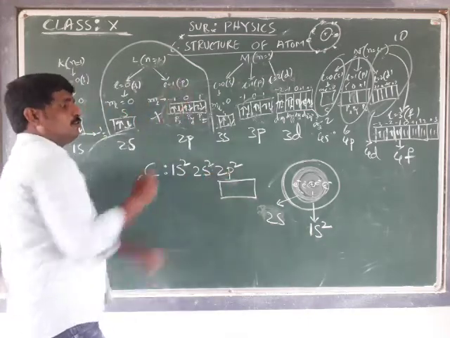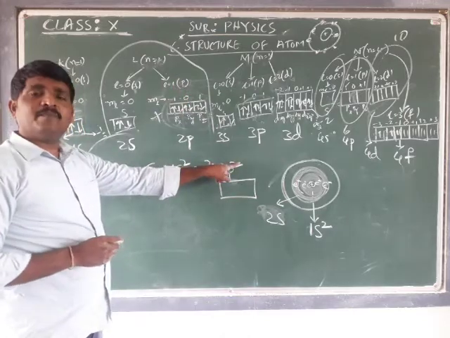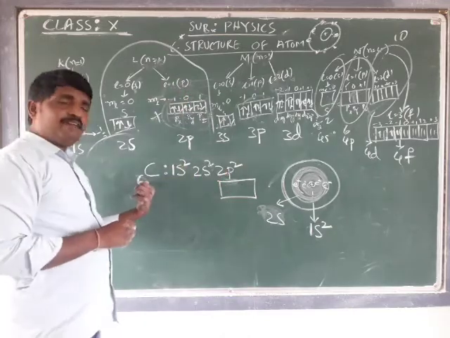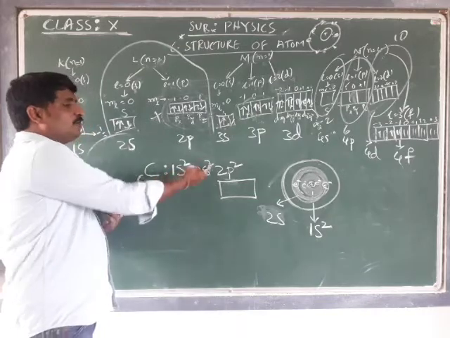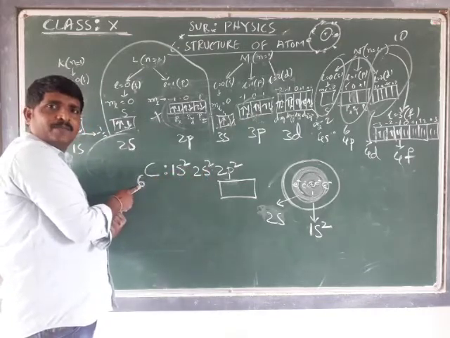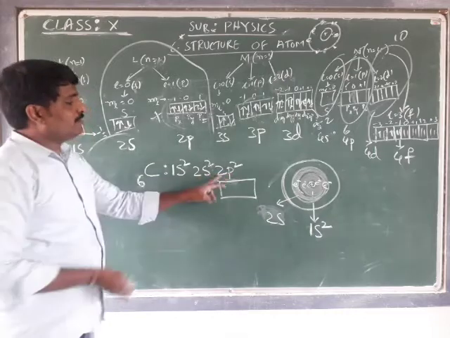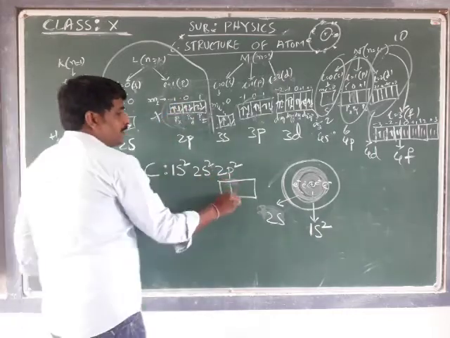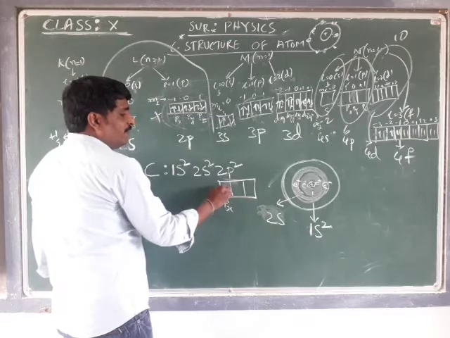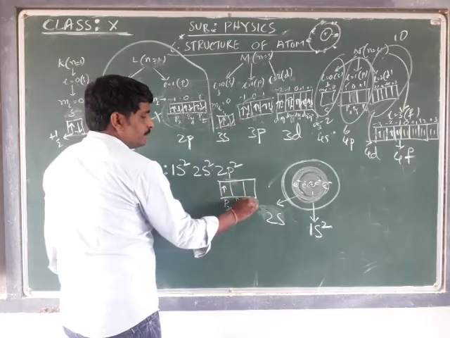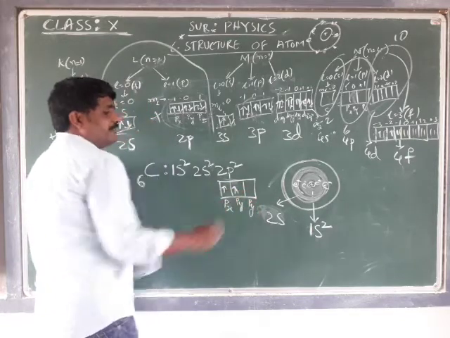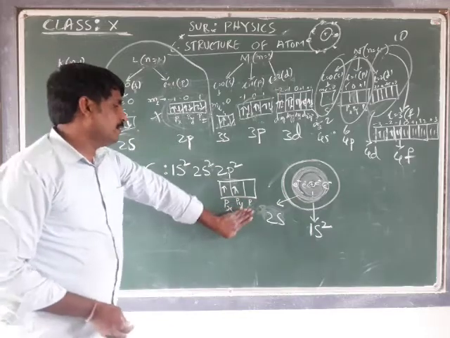2p can fill 6 electrons, but we have only 2 electrons left. 2 plus 2 is 4, gone, and from 6 the left is 2. So the remaining 2 electrons will be filled in 2p, where 1 electron will be filled in px, and 1 electron will be filled in py.